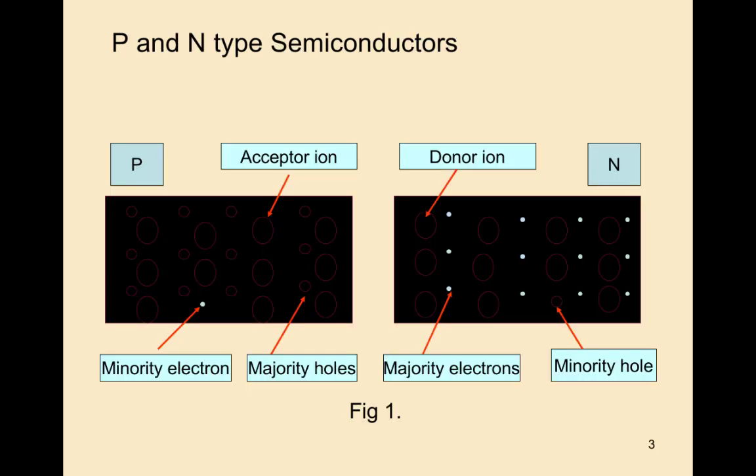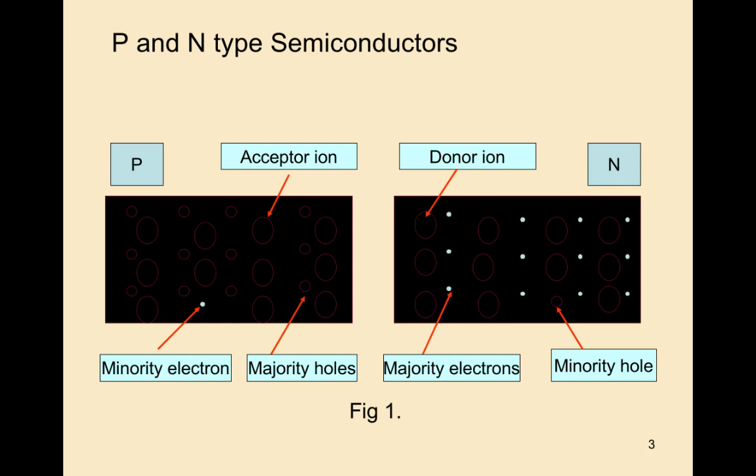So see in the figure, I'm taking a p-type semiconductor and an n-type semiconductor. In a p-type semiconductor, majority carriers are the holes and minority carriers are the electrons. Majority means more holes exist in a p-type semiconductor, and very few electrons exist in it. In an n-type semiconductor, majority carriers are the electrons. That means in an n-type semiconductor, electrons exist in greater number than holes.